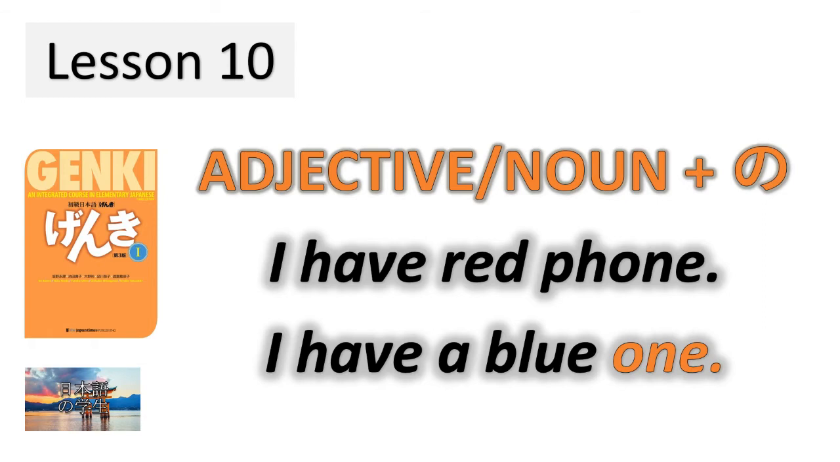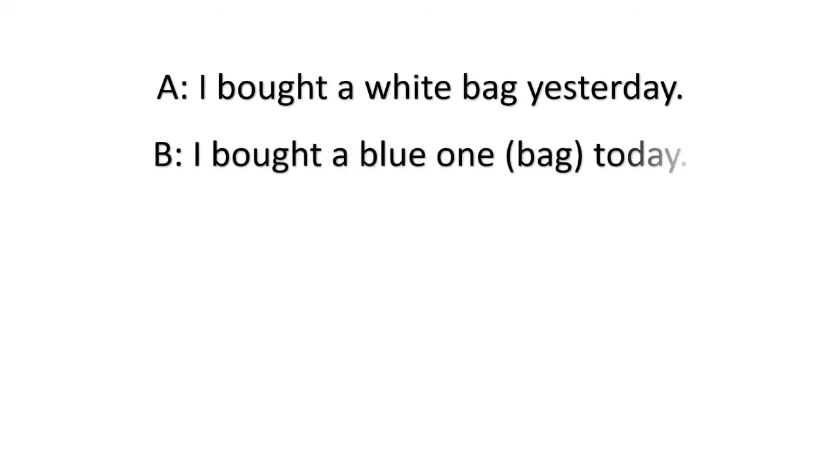In this lesson, we will learn how to avoid repetition using the particle no. In English, for example, we say, I bought a white bag yesterday. Now, if we want to say, I bought another bag today, I won't have to say the word bag again. So instead, I use one. I bought a blue one today.